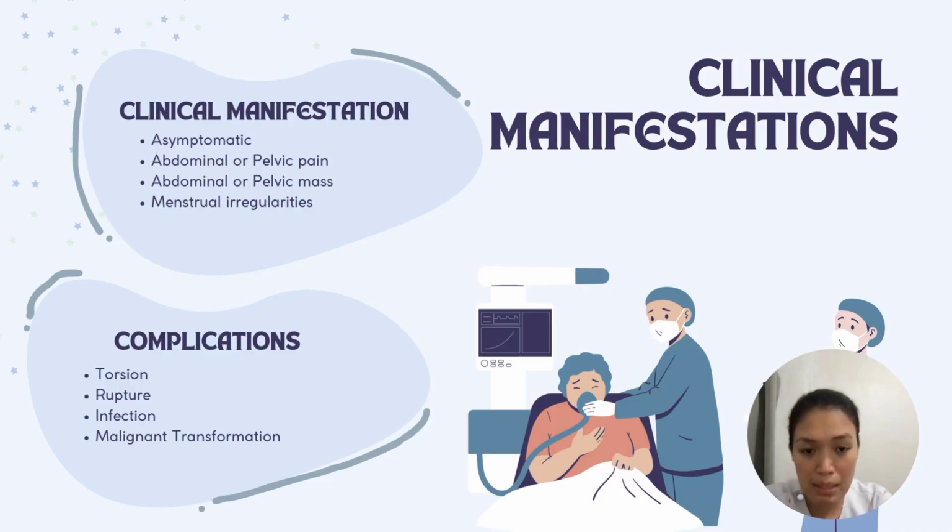Lastly is the malignant transformation. This is rare, but most often into squamous cell carcinoma arising from ectodermal tissue. It is suspected if there is rapid increase in mass size, post-menopausal presentation, or systemic symptoms such as weight loss.